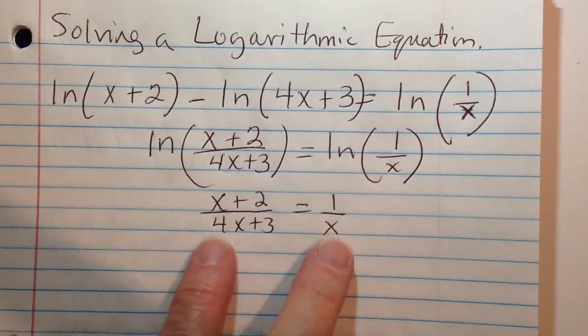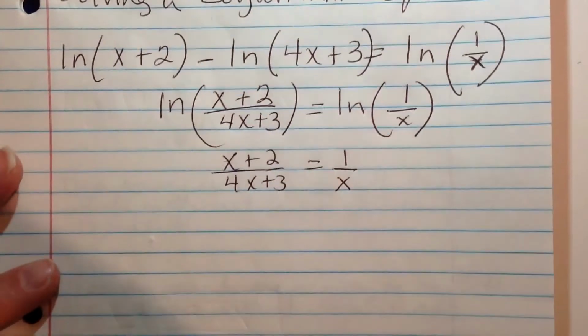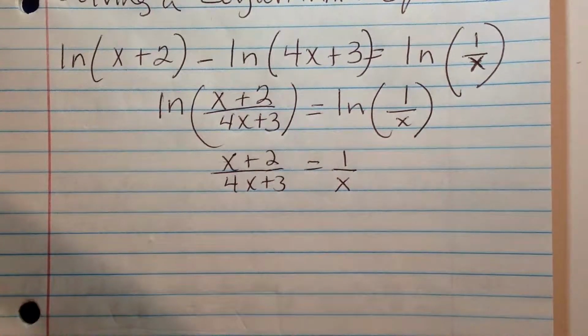So that would be the answer that you would put in the box on the online homework that says rewrite it without the logarithms. That would be your answer. Now let's continue solving this. You can solve this a couple of different ways. You could cross multiply. This is a proportion. You're welcome to do that.